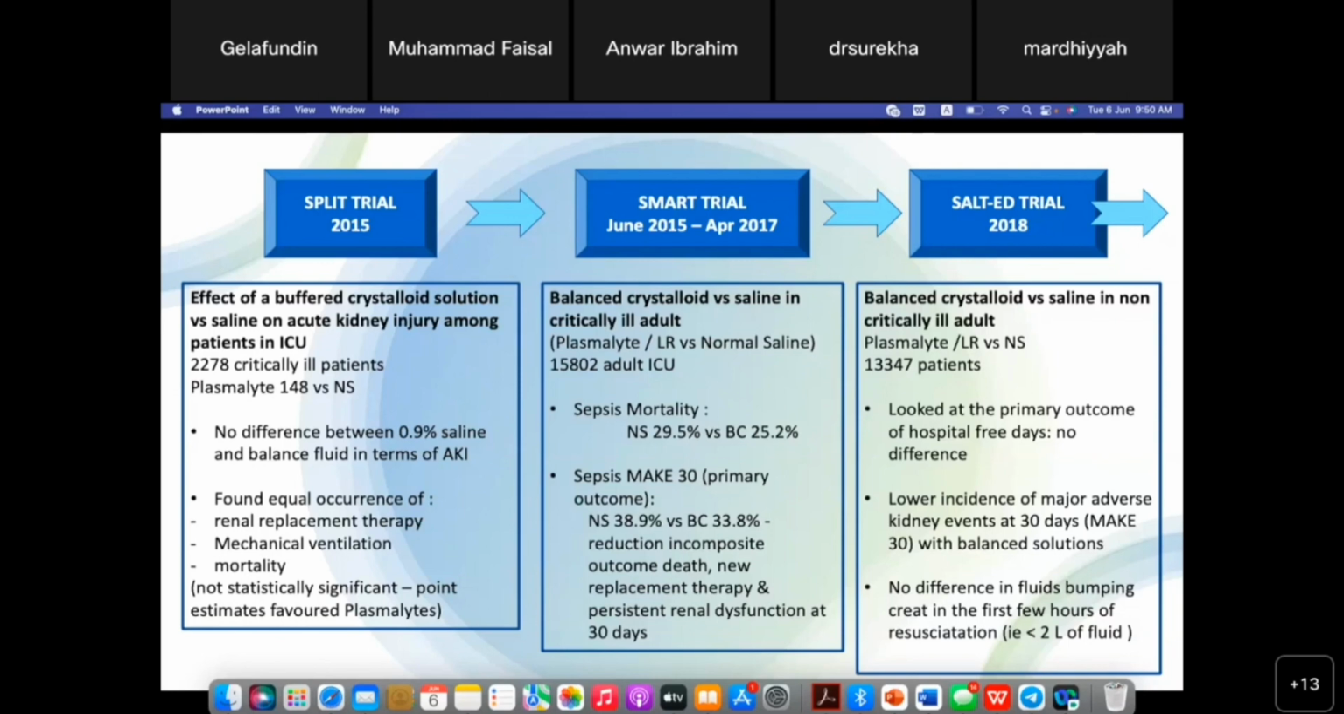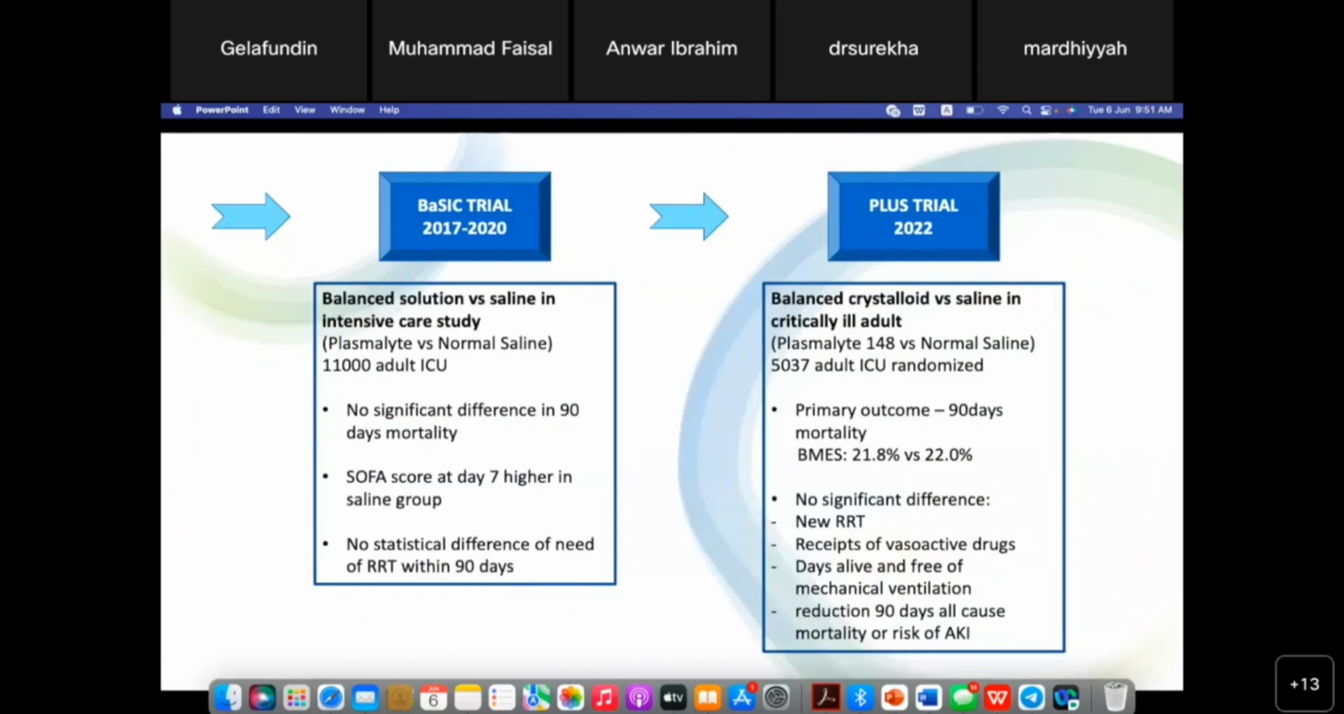Okay, so eventually ada BaSICS trial pula. This trial from 2017 to 2020. This one dia tengok Plasma-Lyte versus normal saline in ICU juga, and this is about 11,000 adult ICU patients. So kat sini tak ada significant difference in 90 days mortality between the two. Tak ada statistically different of need of RRT juga within 90 days. Tapi SOFA score at day 7 is actually higher dalam saline group. So dia macam in a way pro sikit dekat balance solution lah.